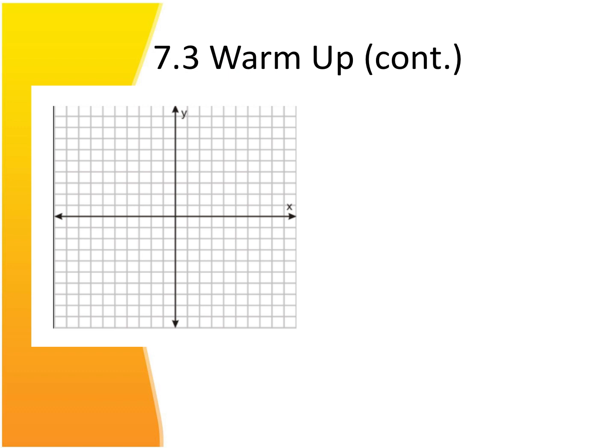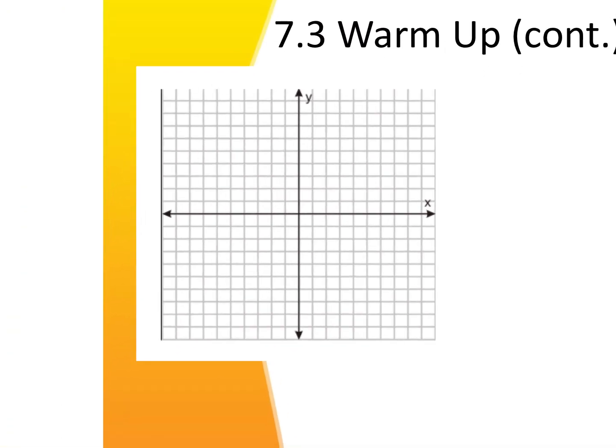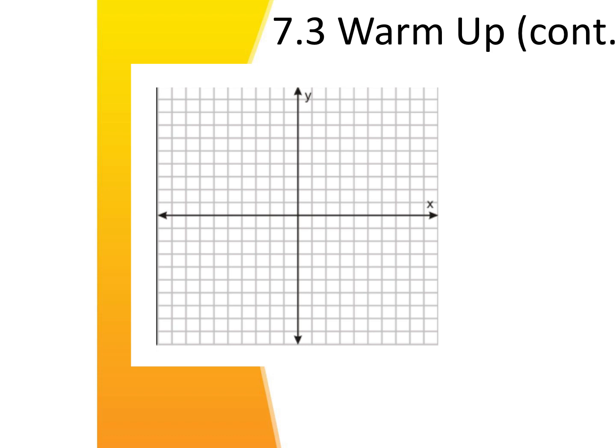So I'm going to go ahead and graph the 4 ordered pairs. I'm going to graph A first. The ordered pair for A was -1, 3. The ordered pair for B was 7, -1. The ordered pair for C was 6, -4. And D is -2, 0.